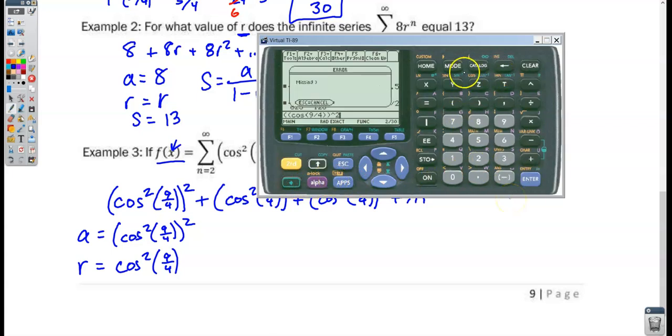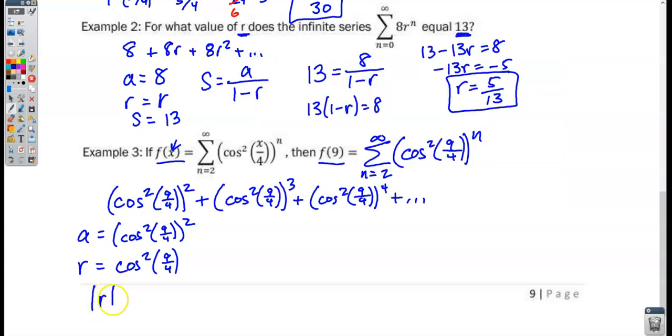Oh, I missed a parenthesis. Actually, I had one too many parentheses. All right, and that's between -1 and 1. So this is going to converge.